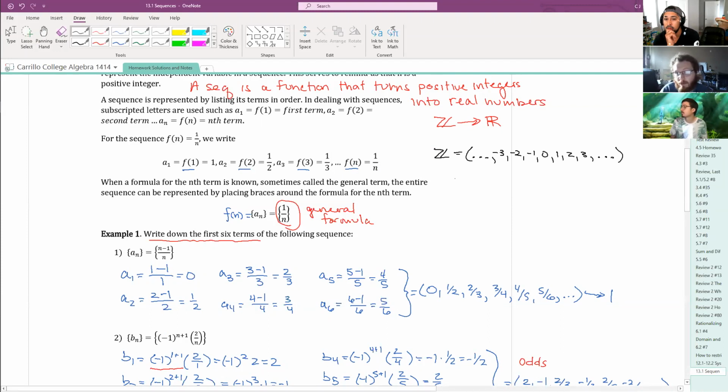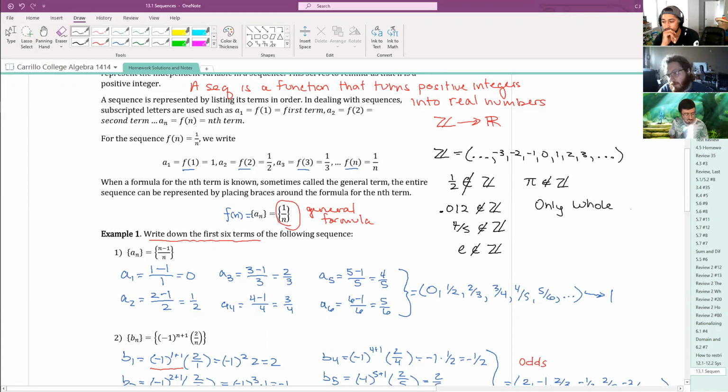So in the integers, you can't say something like this. This symbol means element of. If you put a line through it, it means not an element of. So 1/2 is not an element of the integers. That doesn't make any sense. 0.012 is not an element of the integers. 4/5 is not an element of the integers. The number e is not an element of the integers. Pi is not an element of the integers. Only whole numbers are integers, right?